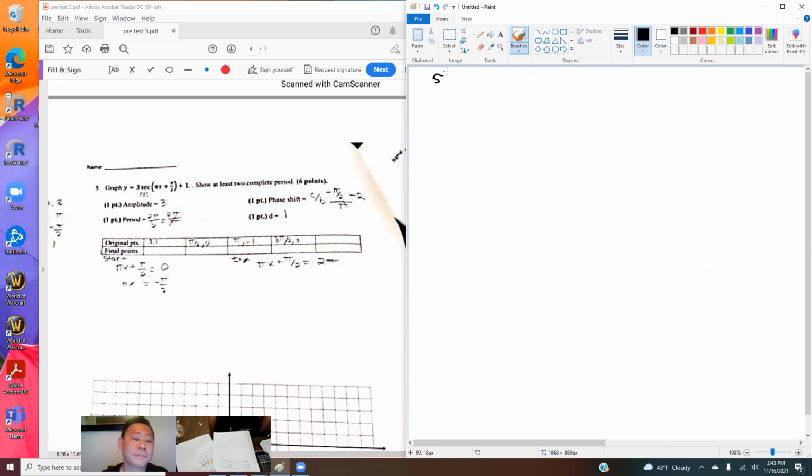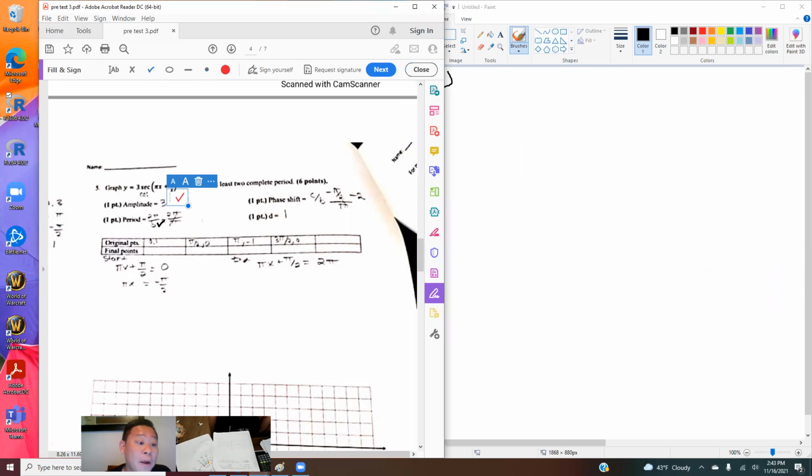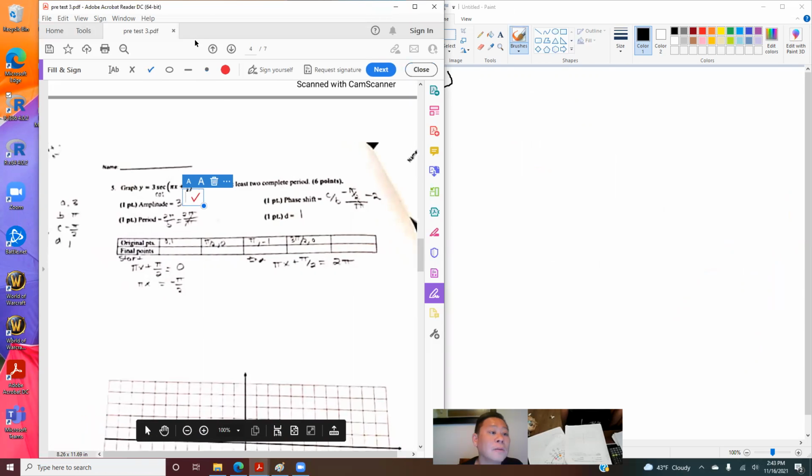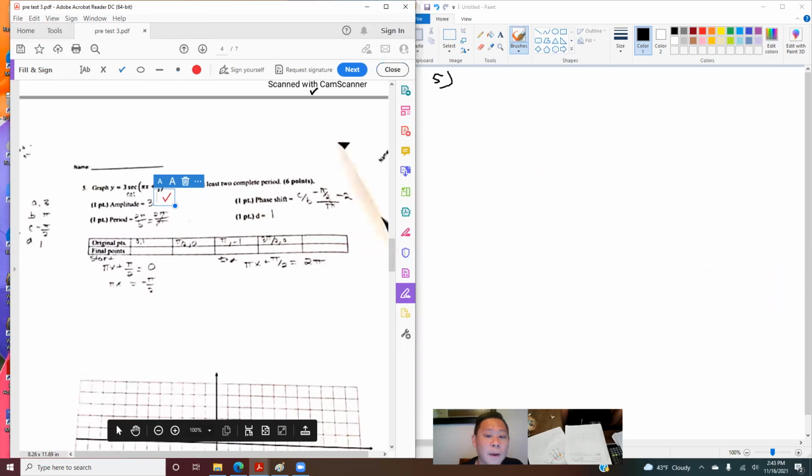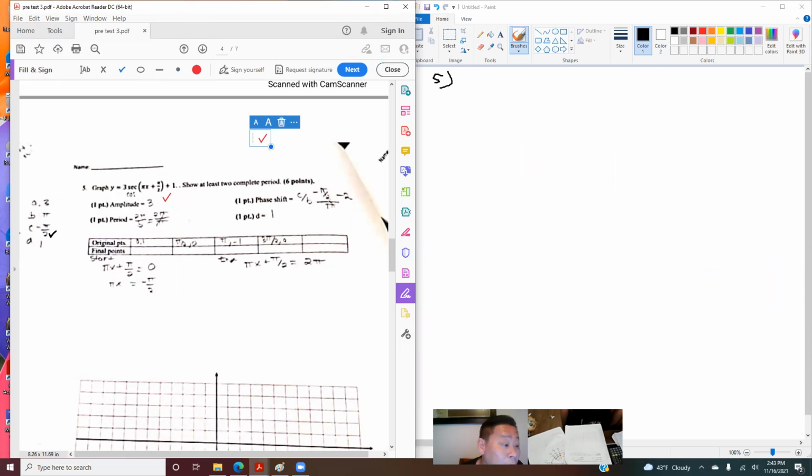Number 5. This is a secant, so you do the cosine graph. That is correct. Amplitude is 3. This is correct, 2 pi over b. Sorry, I need to move my thing over here so I can see better. So a is 3, b is pi, c is -pi over 2, and d is what? So 2 pi over b, 2 pi over pi. What is this going to be when you cancel? 2. Yep.